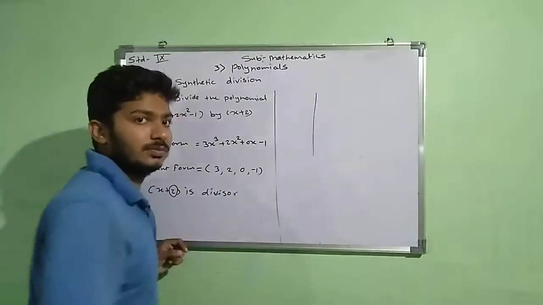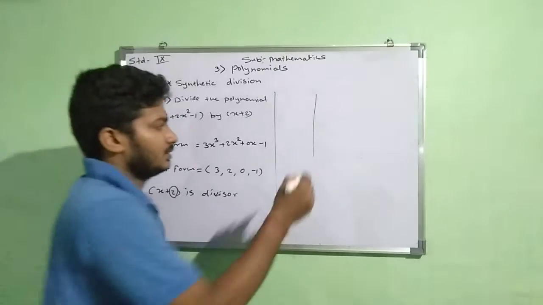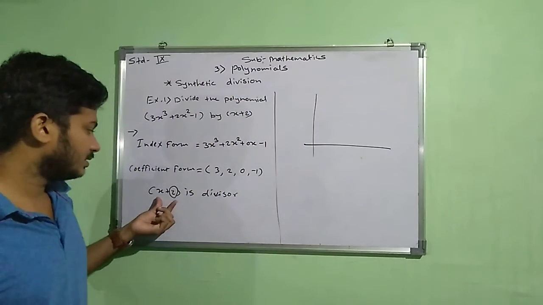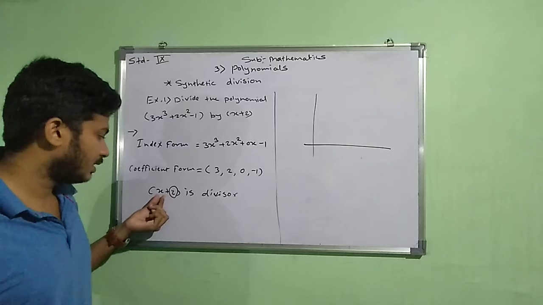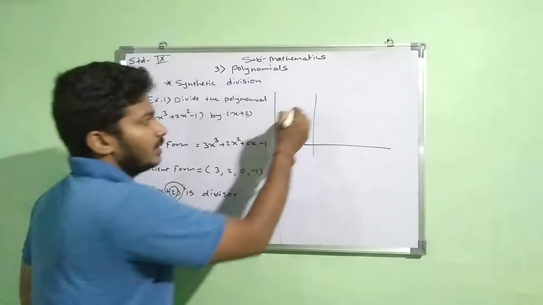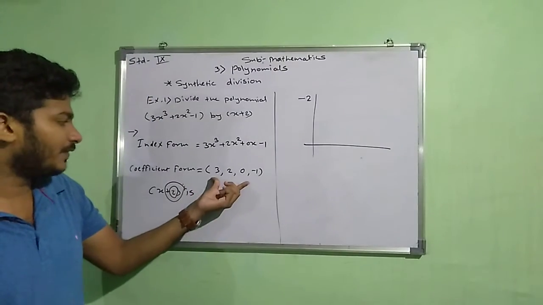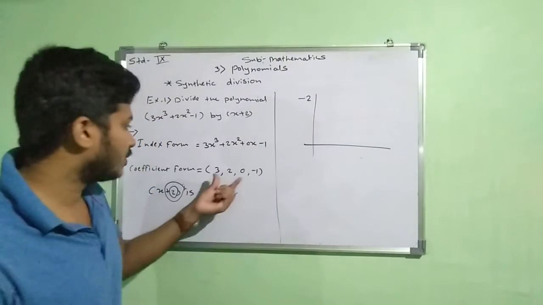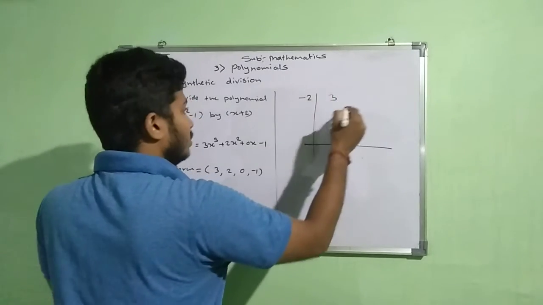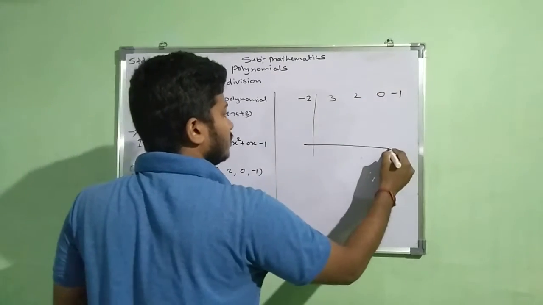First we need to draw the lines like this. Now our divisor is x plus 2, so we have to write the opposite of plus 2, which is minus 2, over here. Now the coefficients we will write over here: 3, 2, 0 and minus 1.